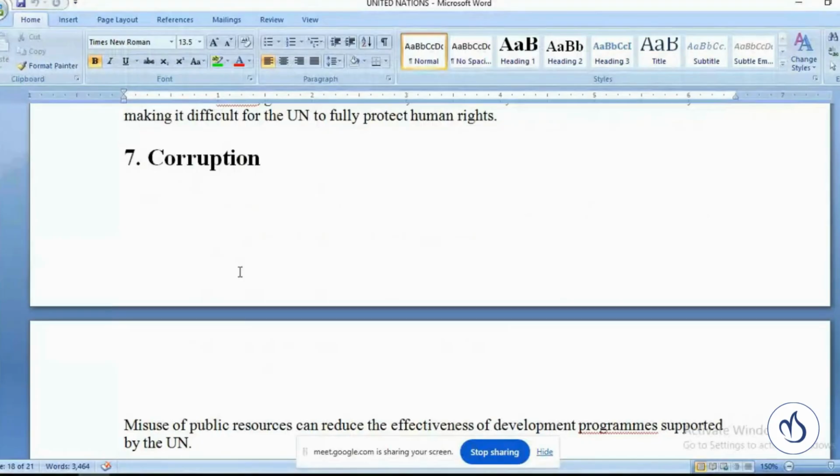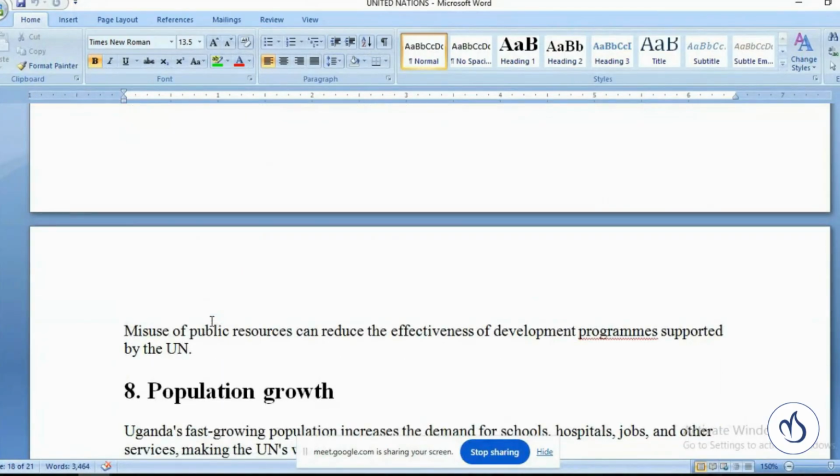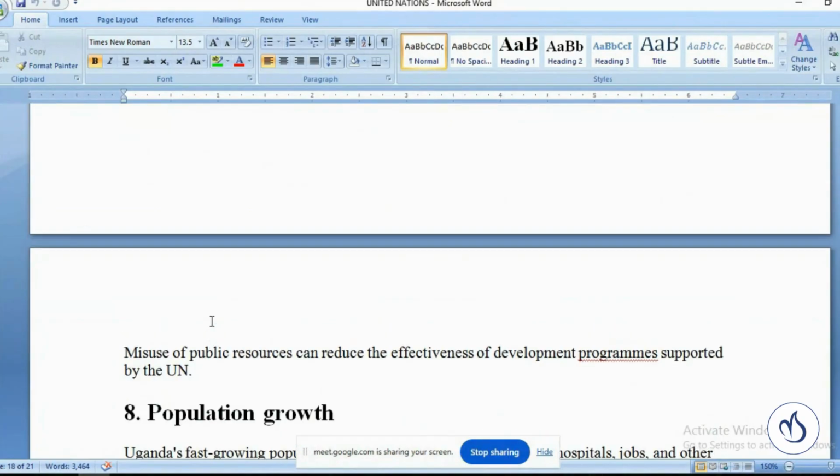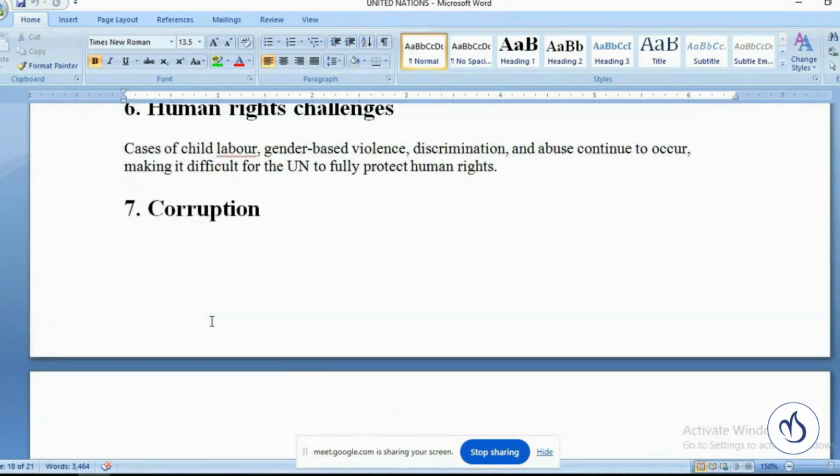Another thing, we have corruption. Corruption, I think, members, this is the misuse of public resources. It can reduce the effectiveness of development programs supported by the UN. What you should know is that some people also decide to take the UN money itself. They give you money, they allocate it to a certain thing, and you take that money.